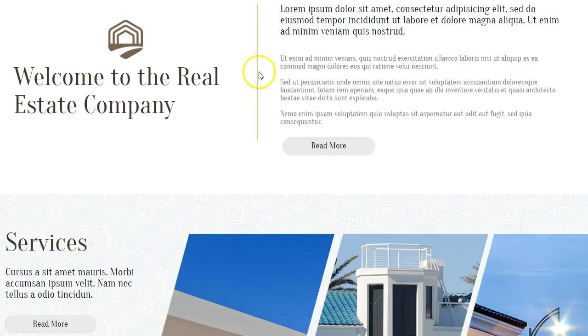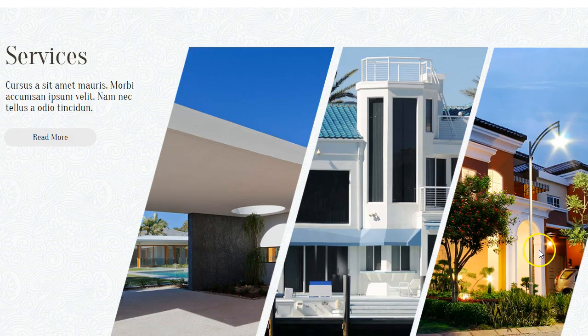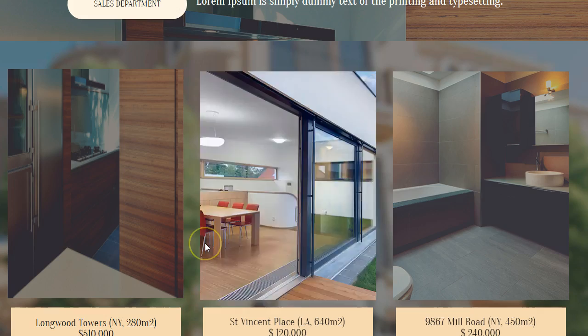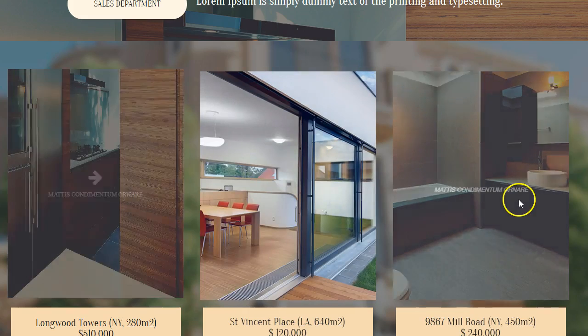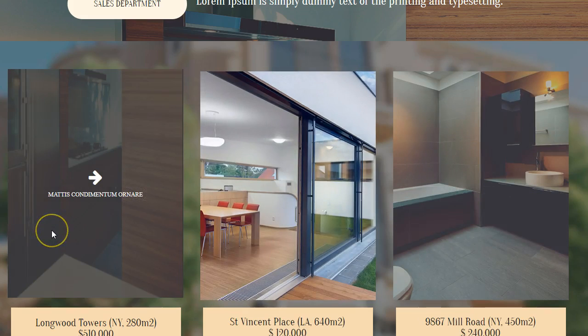So what you can do is just change up the pictures to match the listings or open houses that you want to promote. Then people can go in, get more information about that, and find out when the open house is, the open house dates, all of those things.